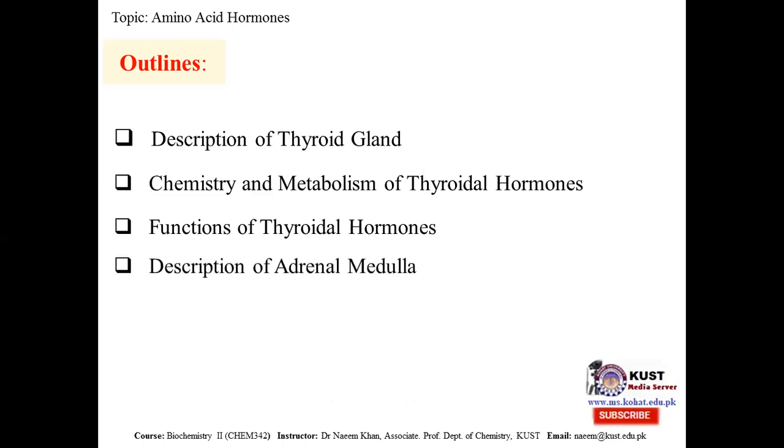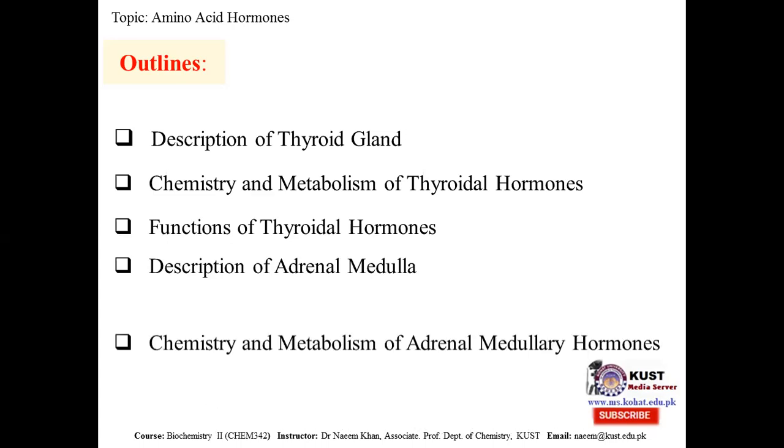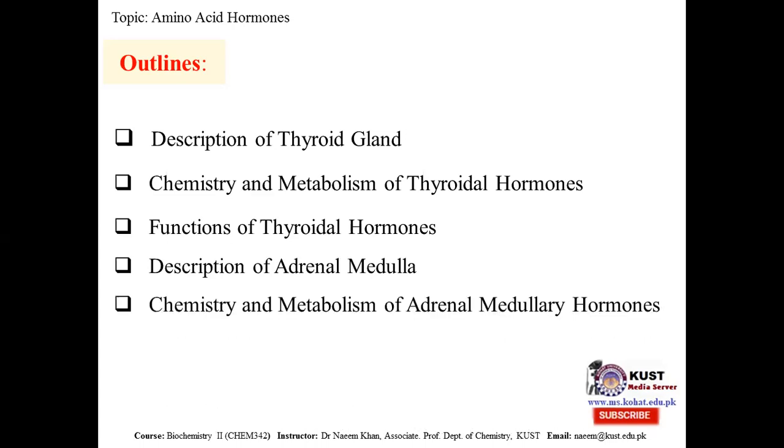Then we will go to the another amino acid hormone producing gland, that is the adrenal medulla. So we will highlight the important description of the adrenal medulla. Then we will highlight the chemistry and metabolism of hormones produced by the adrenal medulla, and at the end we will point out the important functions of adrenal medulla hormones.